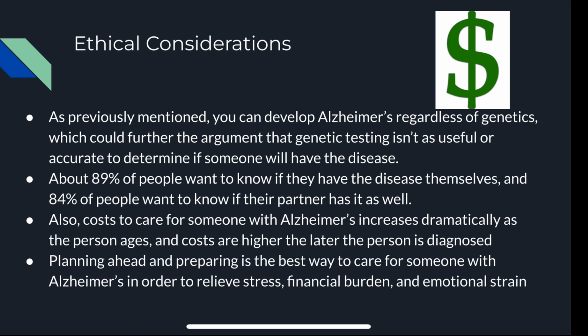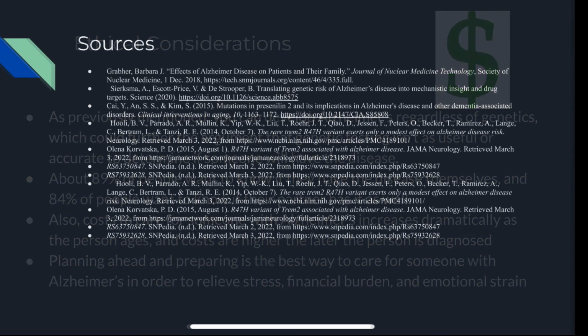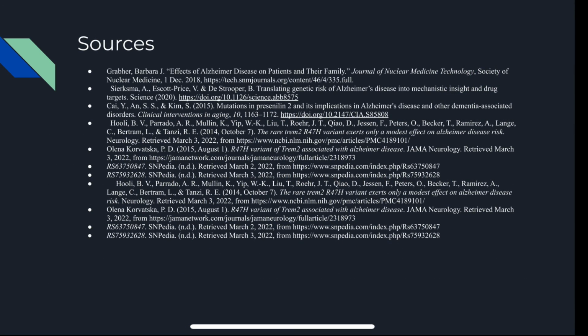Also, cost to care for someone with Alzheimer's increases dramatically as a person ages, and costs are higher the later the person is diagnosed. Being able to plan ahead and prepare is the best way to care for someone with Alzheimer's in order to relieve stress, financial burden, and emotional strain. Our genetic testing can help with the planning and knowing the risk. It can help make sure you are prepared for future diagnosis and lead to an easier life for you and your family.